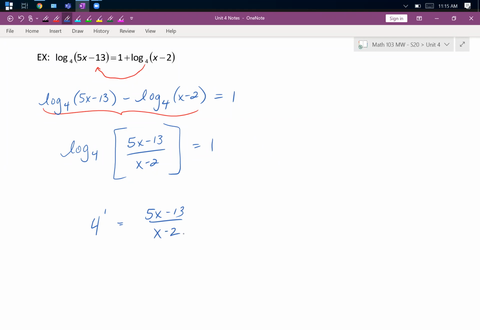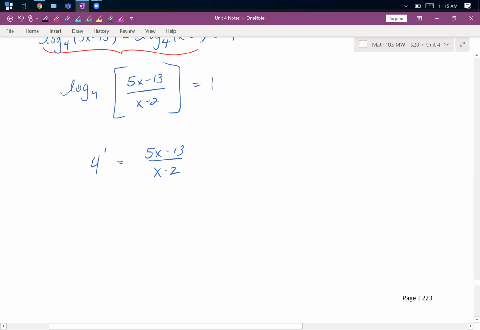And now we're left with a rational equation. So sometimes over here, you'll have your base raised to a different power other than 1. So you want to start by cleaning that up. Here we just get 4. And now we have a rational equation to solve. How should we solve this?